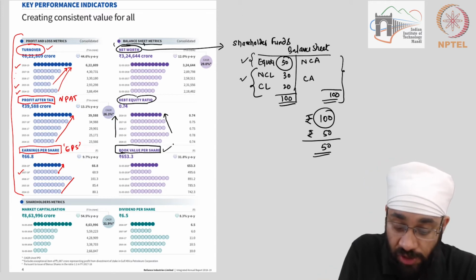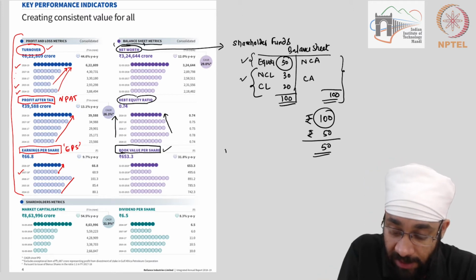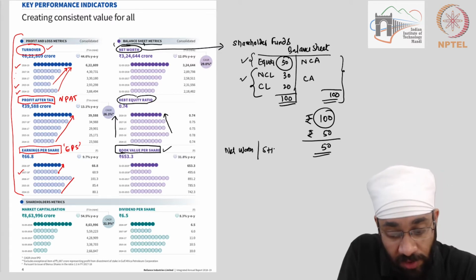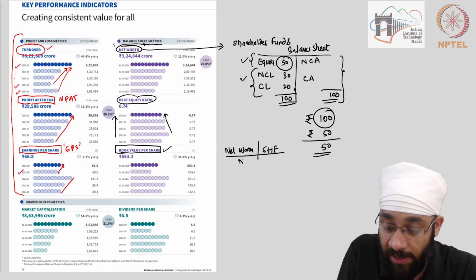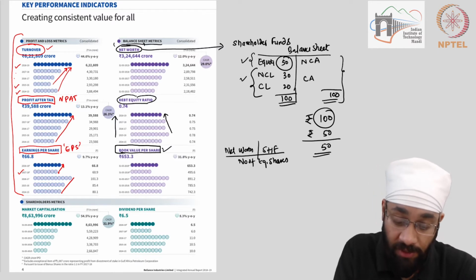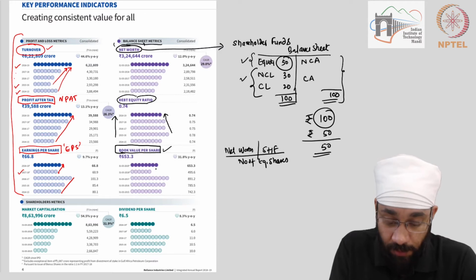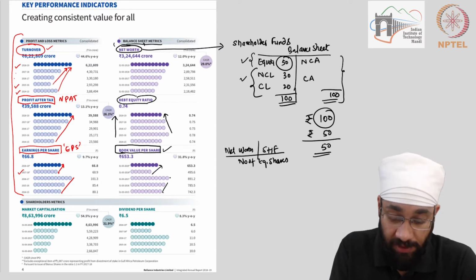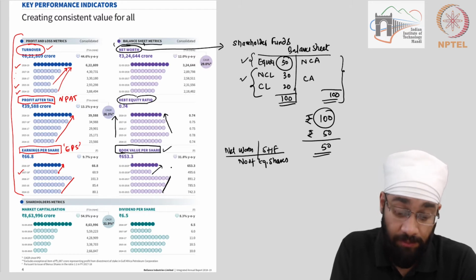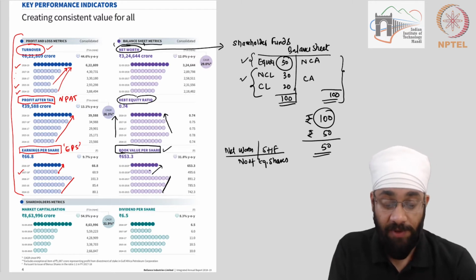So book value per share is nothing but the net worth or the shareholder fund divided by the number of equity shares. There you go. That's the book value per share as against the market value per share. So this book value per share is going up compared to last year, but there have been better, higher book values in the past.